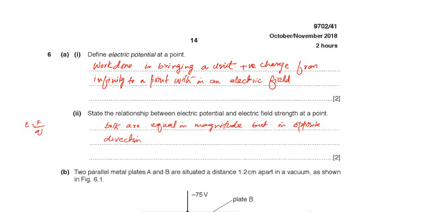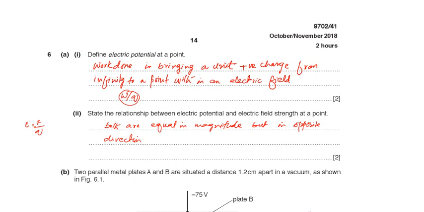Define electric potential at a point. Work done in bringing a unit positive charge from infinity to a point within an electric field. Or you can directly say the work done per unit charge, right? So it is also the same. You can write as well, work done per unit charge.